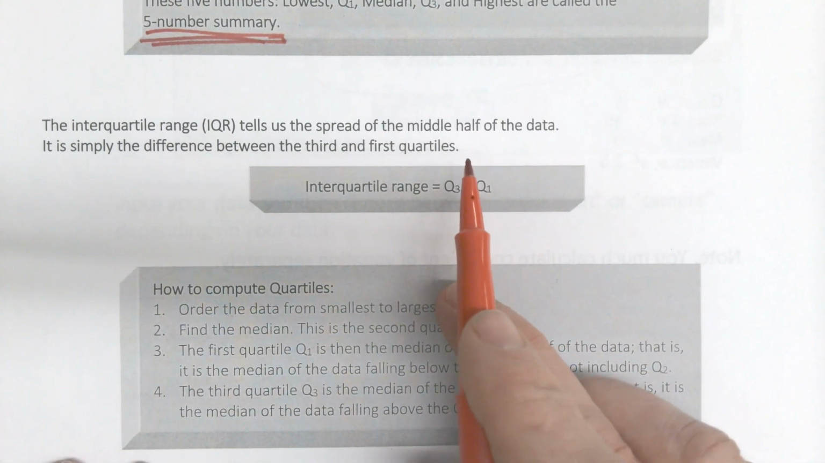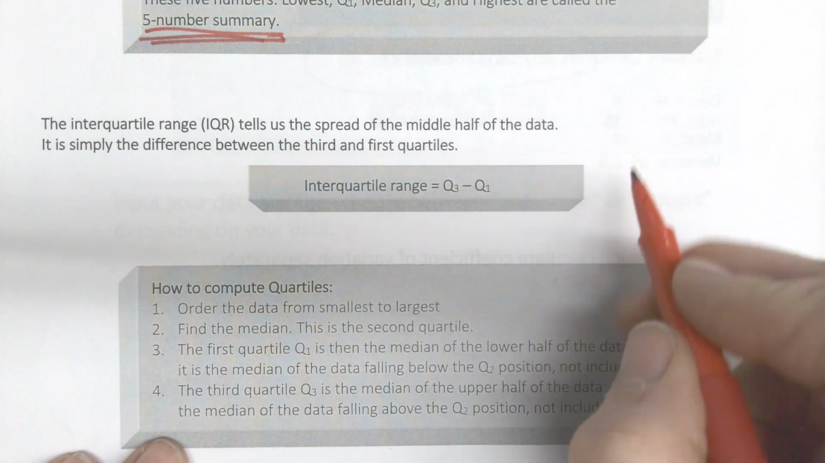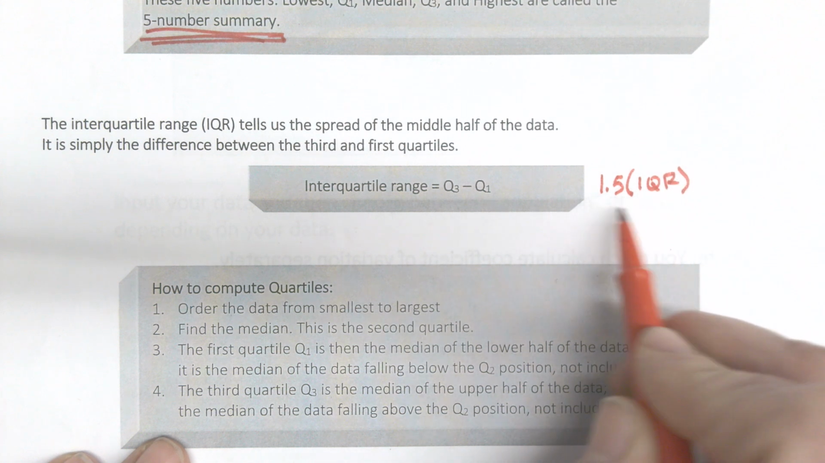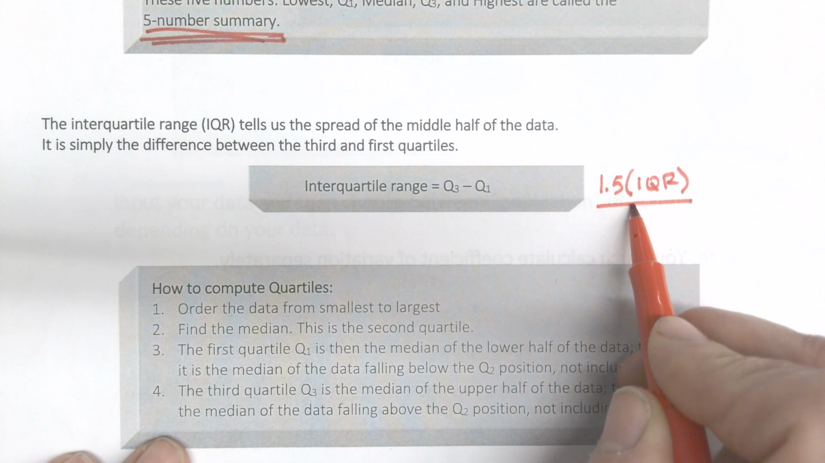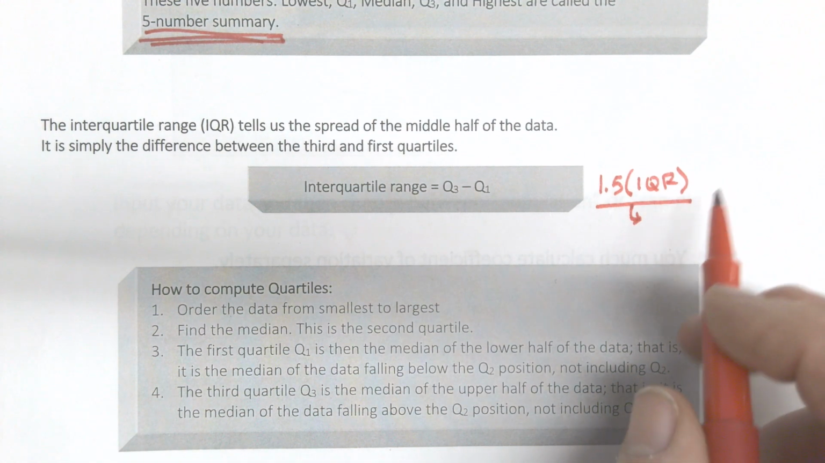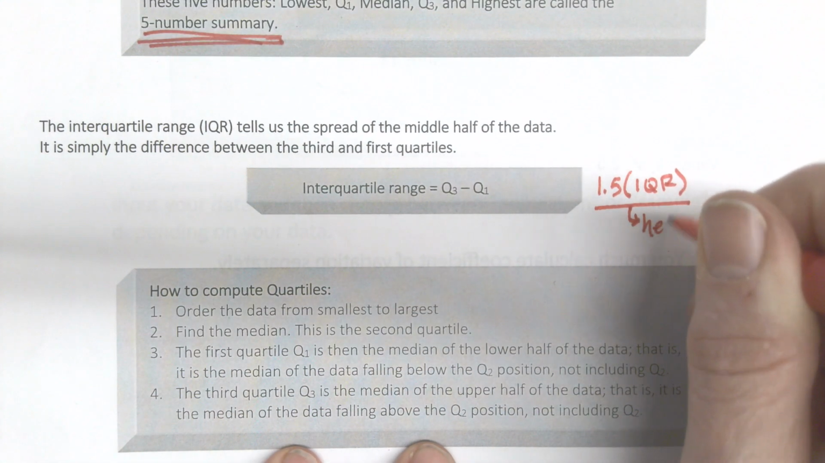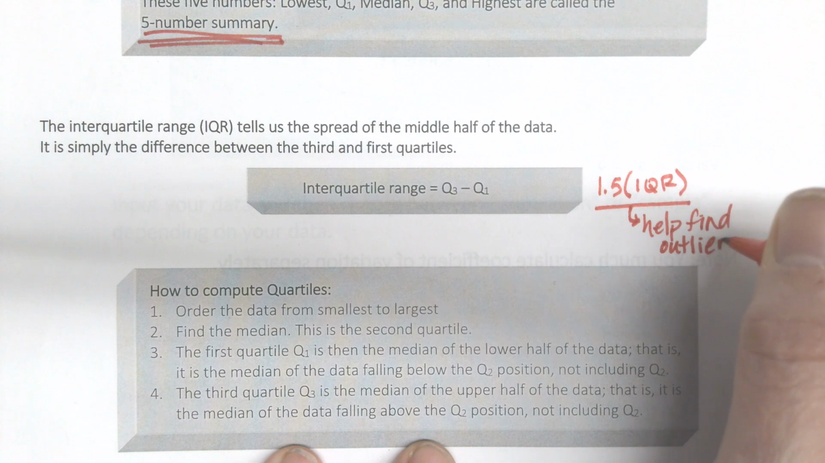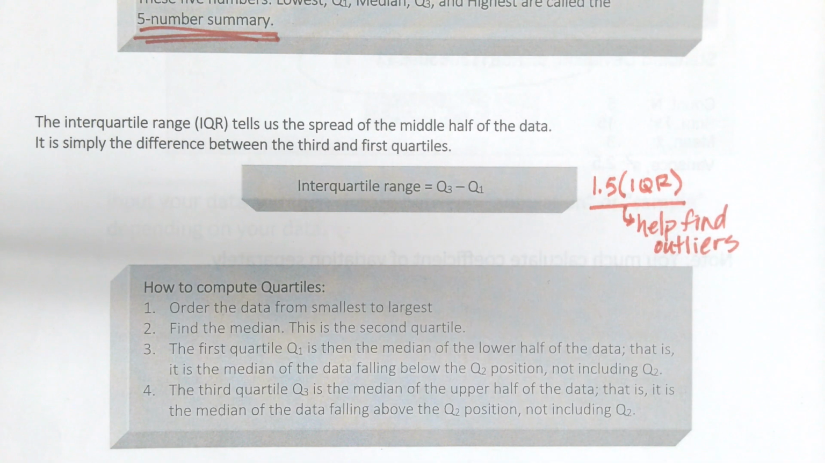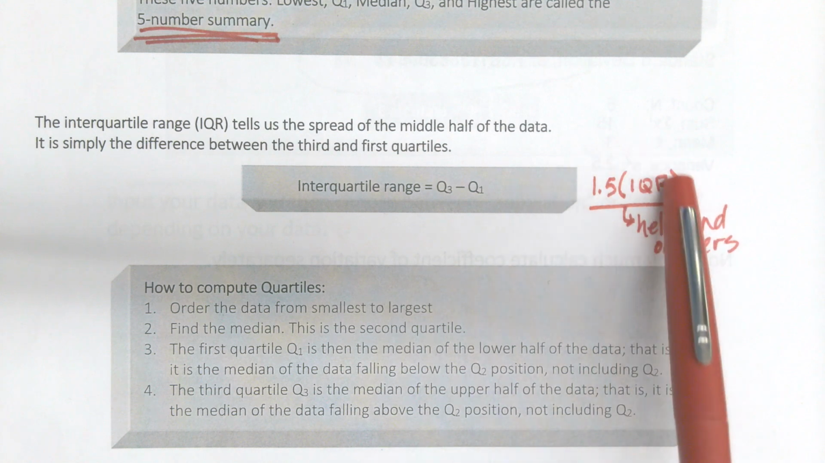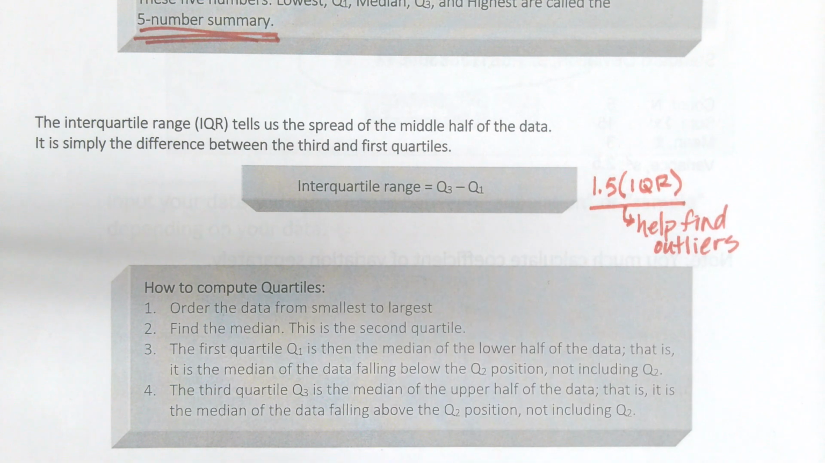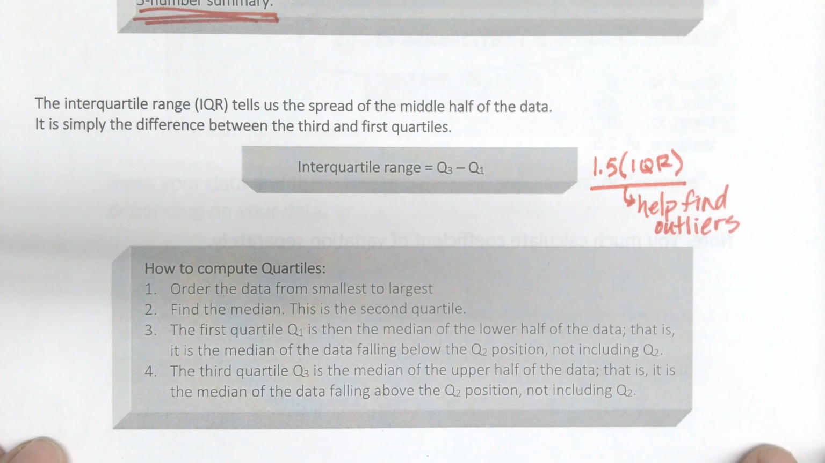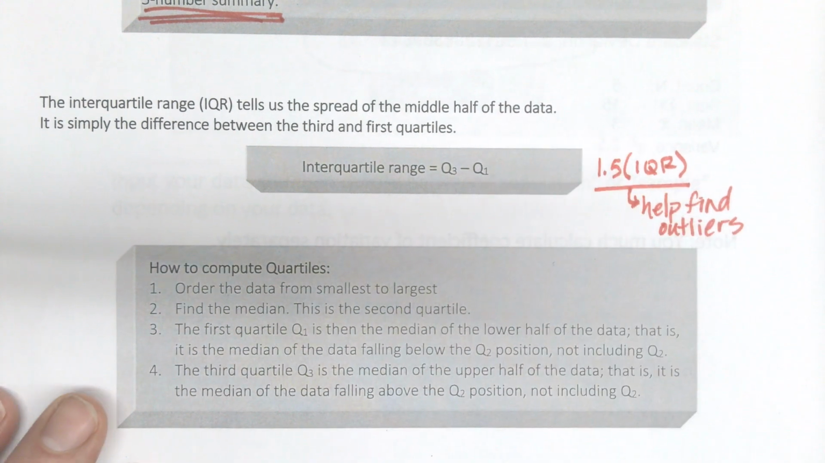And we use the interquartile range to find outliers. If you do 1.5 times the IQR, it will give you the value that we work with for our outliers. So this calculation will help us find outliers. Outliers are values that fall way out of range of the expected, and so they're going to fall out of range of this value subtracted from the low end and this value added to the high end. We'll get more into that shortly, but the IQR is used for that.